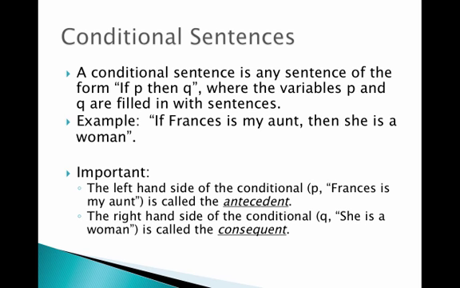Now, I've been talking about necessary and sufficient conditions and its relevance to conceptual analysis. We're going to revisit some stuff that we looked at in the arguments lecture now, because this is part of the skill of conceptual analysis. So a conditional sentence is any sentence that has this form, if P then Q, where the variables P and Q are filled in with sentences. For example, if Frances is my aunt, then she is a woman. So you could say Frances is my aunt is a sentence, and Frances is a woman is a sentence. And then you could take those 2 sentences and plug them into a conditional. If Frances is my aunt, then Frances is a woman. That's what we've done. So any conditionals take that form then.